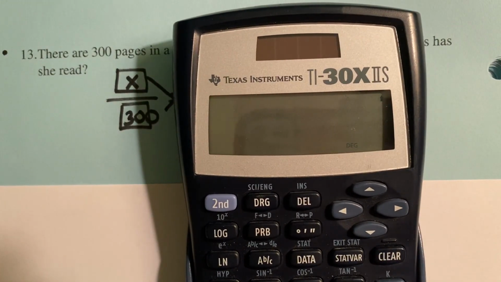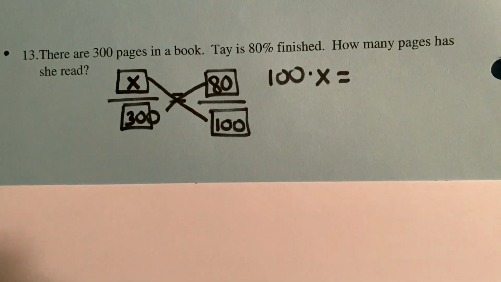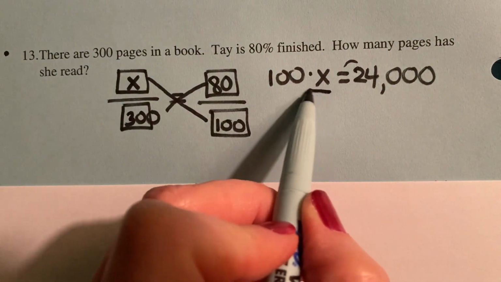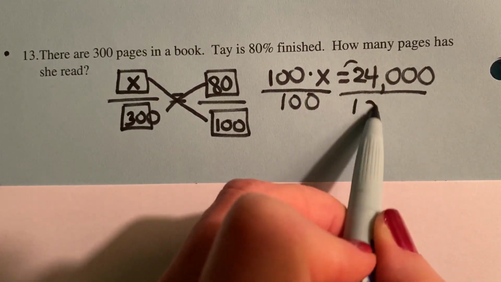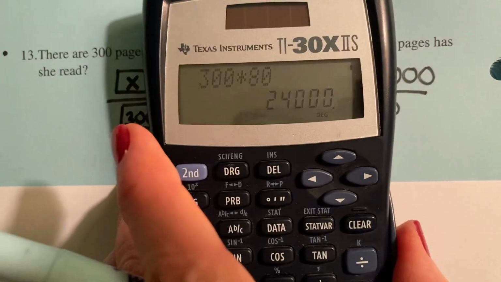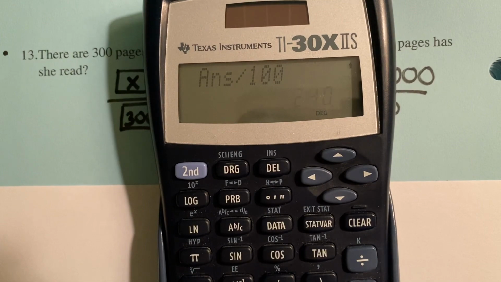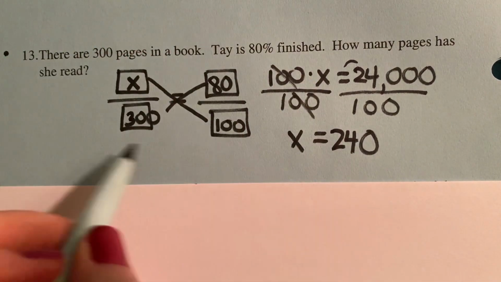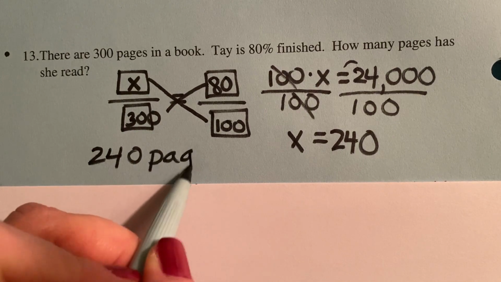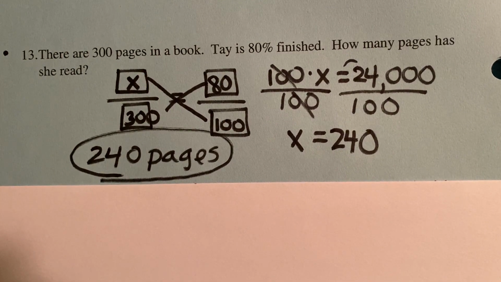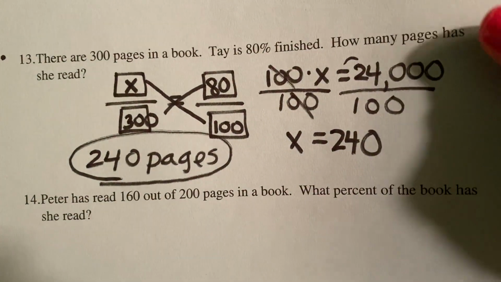Let's see here. 300 times 80 is 24,000. And then we'll divide by 100. Divide by 100. Cross, cross. X equals 24,000 divided by 100, 240. So that means Tay has read 240 pages out of the 300 pages. That's 80% of the way through. So hopefully these are really starting to catch on and make sense. I have two more, and we'll be done.